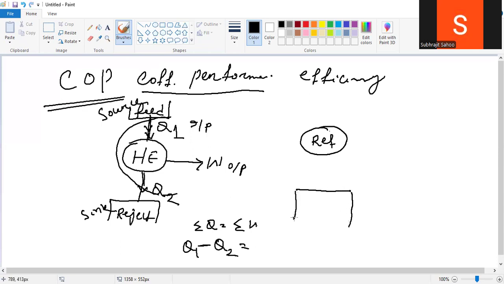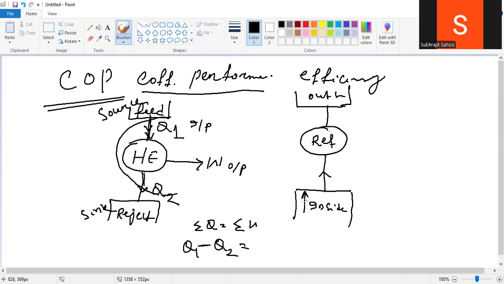This is the refrigerator body inside. Okay, so I'll connect here like this, and this is the outside of the refrigerator. This is inside, and this is outside. Inside means the inside of the refrigerator. Outside means the backside of the refrigerator, right? What will happen, sir? From inside, heat will be extracted.